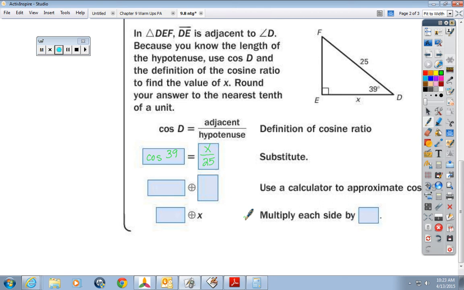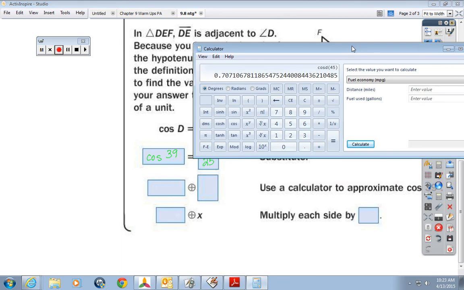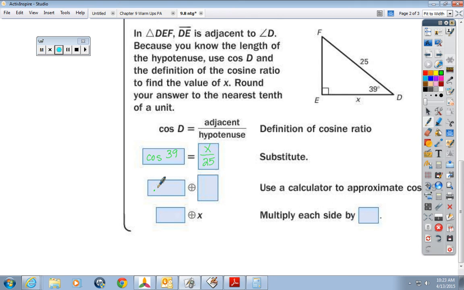But we ask ourselves, well, first of all, we have to find what? We would have to use our calculator to find what? The cosine of 39. So I'm going to do that first. I'm going to type in 39, hit my cosine button, and I'm just going to round to 0.7771. Now, that equals what over 25?